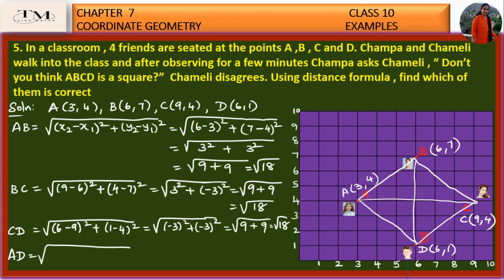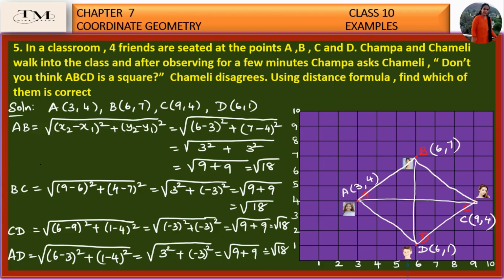So 6 minus 3 whole square. What is y2 minus y1? 1 minus 4. So 1 minus 4 whole square. So it is equal to 6 minus 3 is 3 square, 1 minus 4 is minus 3 whole square. So you will get root of 3 square is 9 plus minus 3 whole square is also 9. So you will get root 18.